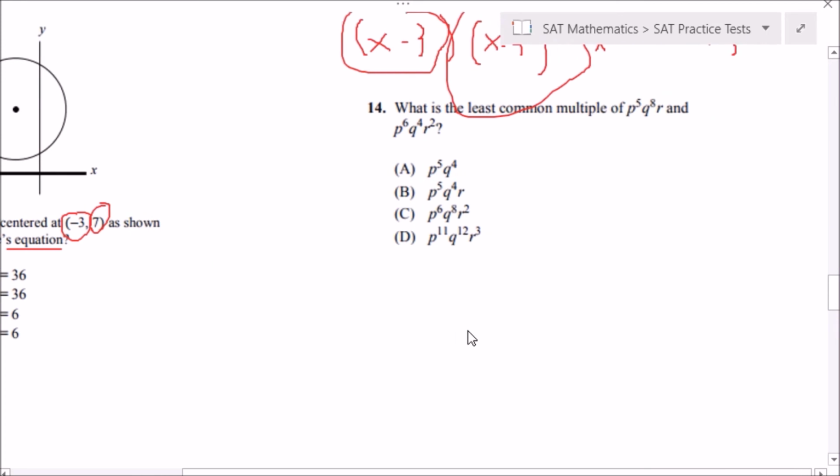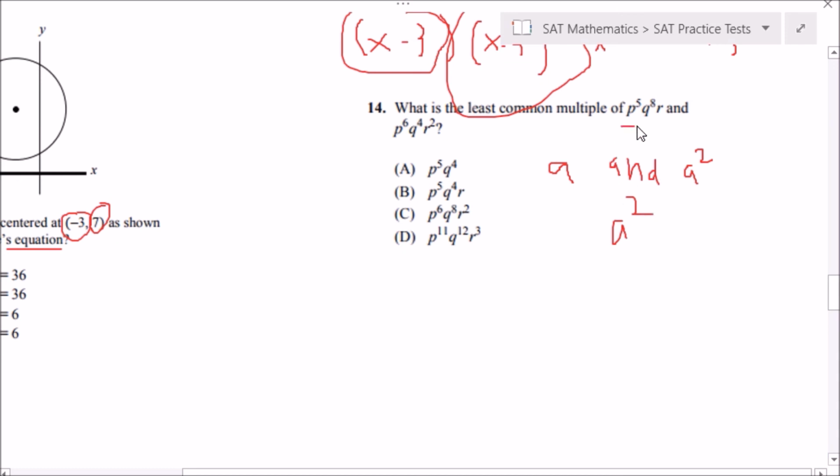Okay, what is the least common multiple of p to the power of 5, q to the power of 8, and r, and p to the power of 6, q to the power of 4, and r squared? So know that the LCM of given expressions is the smallest expression that is divisible by each of the given expressions. So the LCM of a and a squared, just know that the least common multiple of a and a squared is actually a squared, and that is because a squared is divisible by both a and a squared.